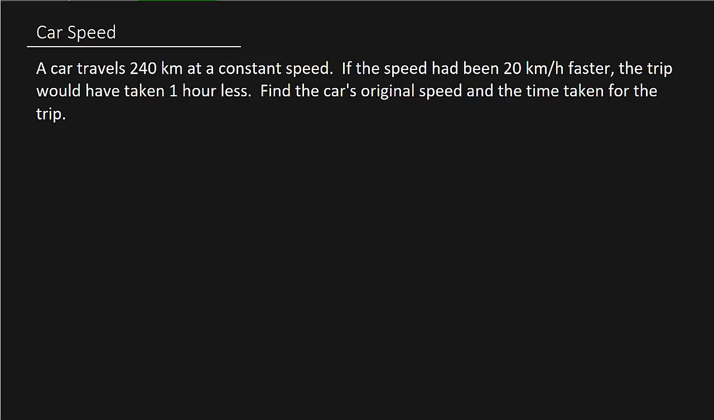We got a uniform motion problem. It says a car travels 240 kilometers at a constant speed. If the speed had been 20 kilometers an hour faster, the trip would have taken 1 hour less. Find the car's original speed and the time taken for the trip.